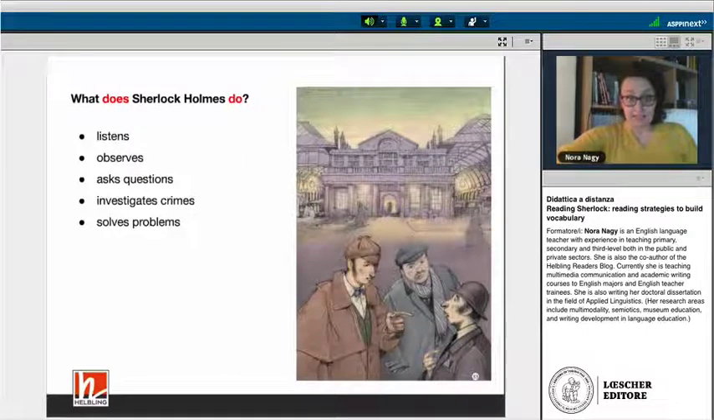So he listens, he observes, he asks questions. He's a good listener, and as he listens, he also observes the person who he's listening to. He asks the right questions, and this is how he investigates crimes and finally solves his problems.